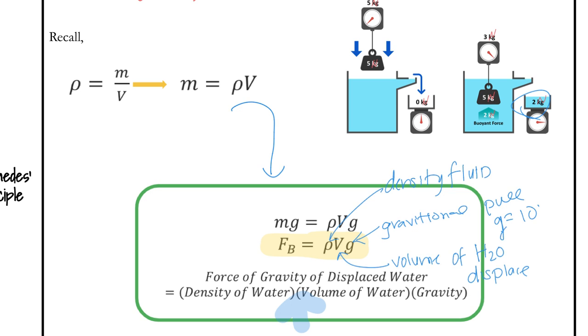So the buoyant force, this is just a new equation for us. You just take the density of the fluid times the volume displaced by the object times 10, and that will give you your buoyant force.